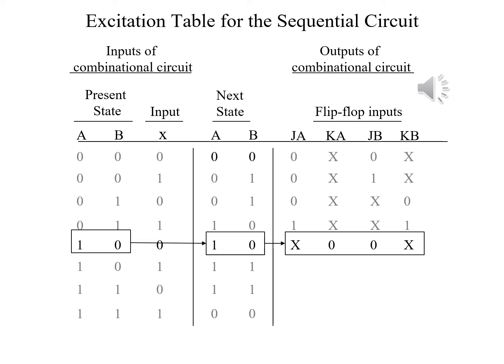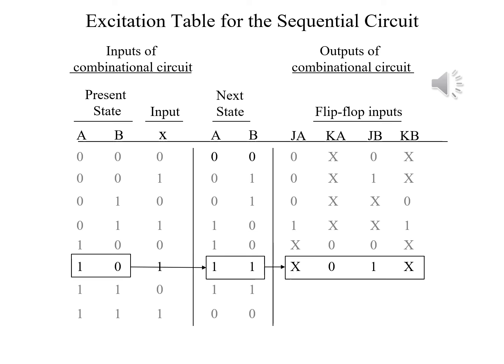With X equal to 0, we remain in the state 1, 0, with A going from 1 to 1 and B going from 0 to 0. Going from 1 to 1, we have A's flip-flop with J as a don't care, K at 0, and for B's flip-flop, B going from 0 to 0, JB being 0 and KB being a don't care.